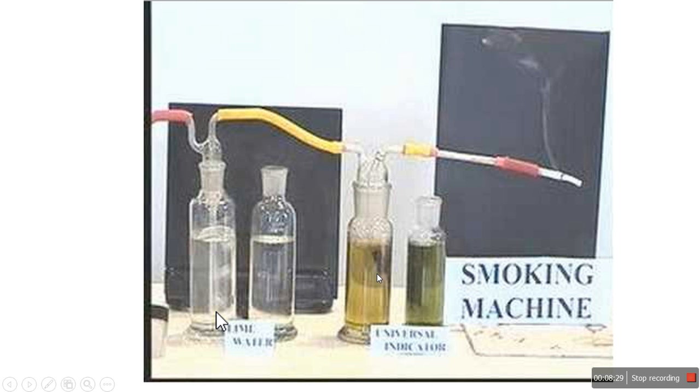So again, what do you think will happen to the universal indicator? What color will it change from? Remember, green is neutral. Will it change to being more acidic, i.e. go red, or will it change to go more blue, i.e. alkaline? What will happen to the lime water, and what will that mean? So think about these things before we do it.